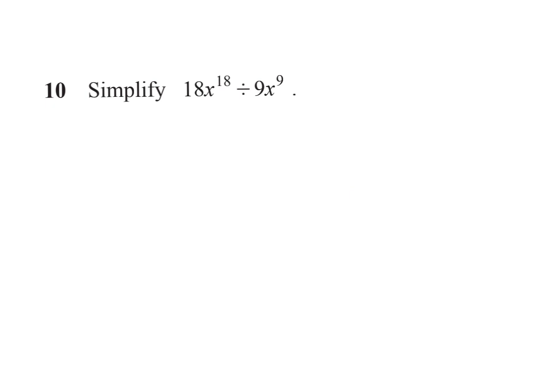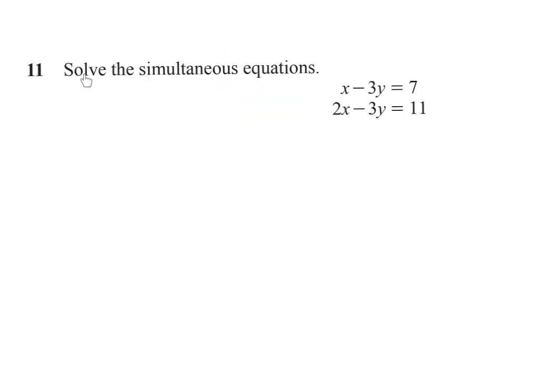Number 10, Salek. x power 18 divided by x power 9. Sir, we first divide 18 by 9, which is 2, then x power 18 divided by x power 9. We subtract the powers, so it becomes x power 9. Good job.